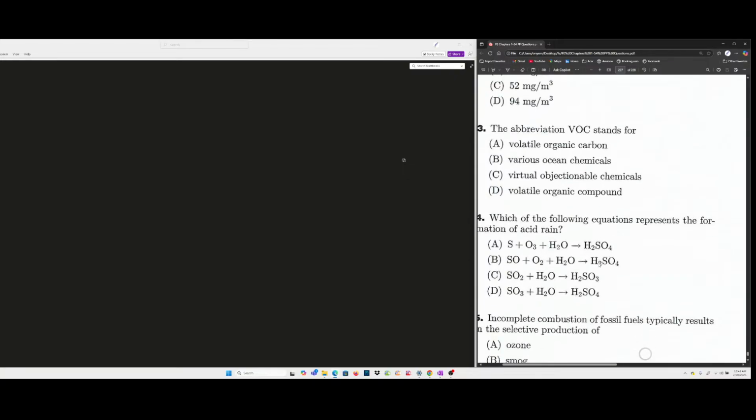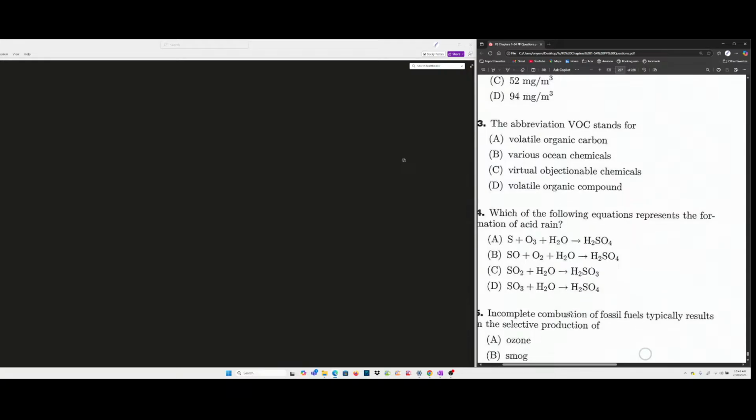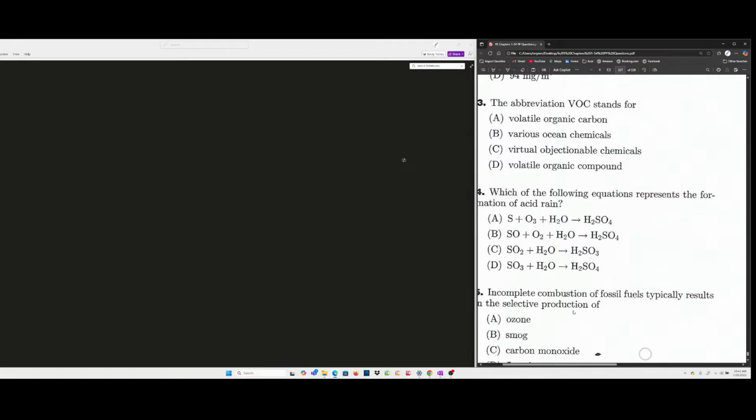As for the equation, I believe every chemist should know this. Represent the equation to form acid rain. This is a very easy one. It is SO3 plus water, not SO2, not sulfur dioxide, it is sulfur trioxide. SO3 plus water equals H2SO4. This is the formation of acid rain.